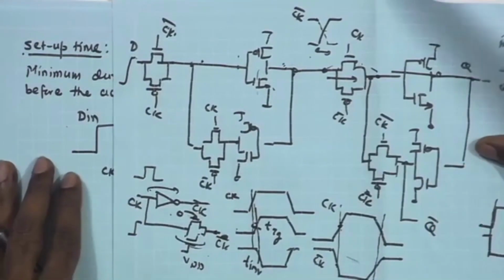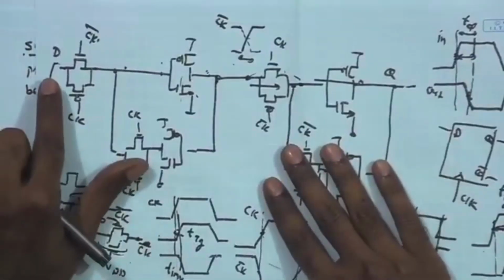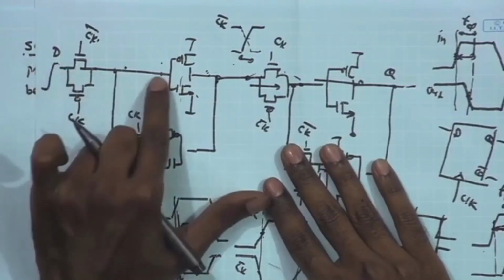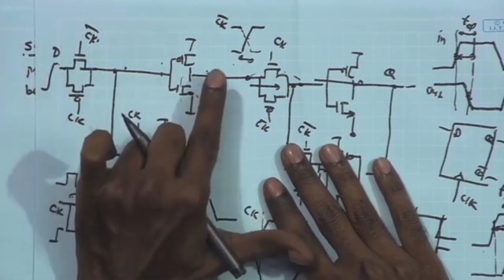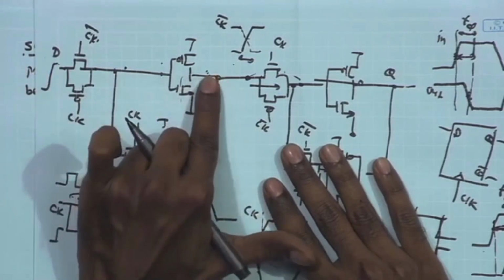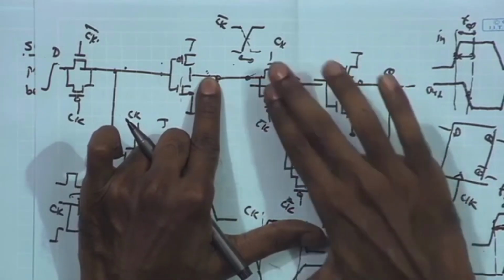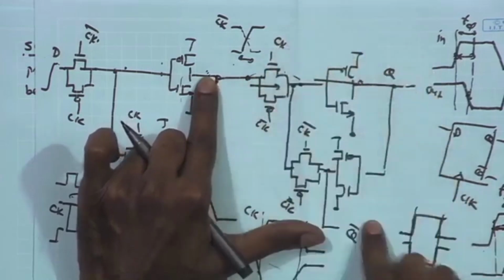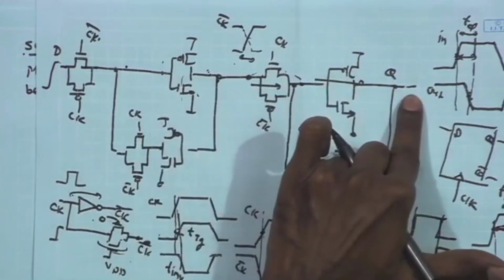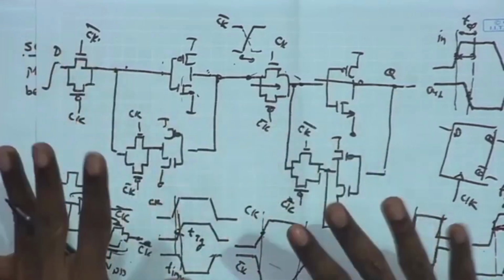So, we can see that if the data has arrived at least 2 inverter plus TG delay before the positive edge, we can make sure that this data has settled to the right value, and after that if the positive edge of the clock is coming and this is going on, then reliably it can be copied to the next output. So, that gives us a definition of setup time.